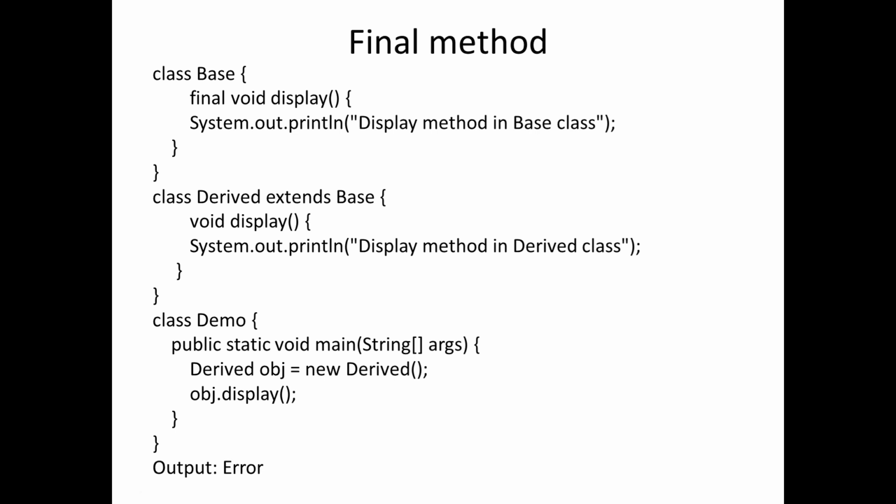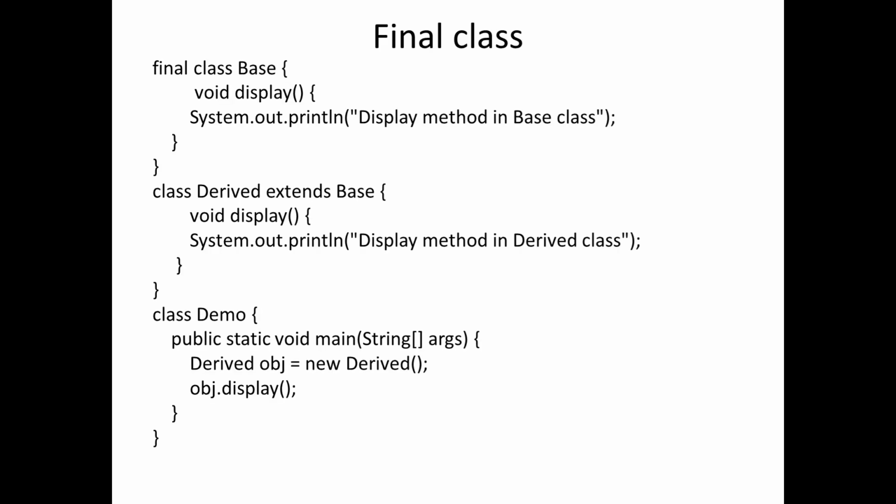I did not print the complete error here. Trying to override a final method is not possible. If you remove the final keyword here, then we can override. That is okay. But once you finalize any function, we are making a restriction on that function that it cannot be overridden.